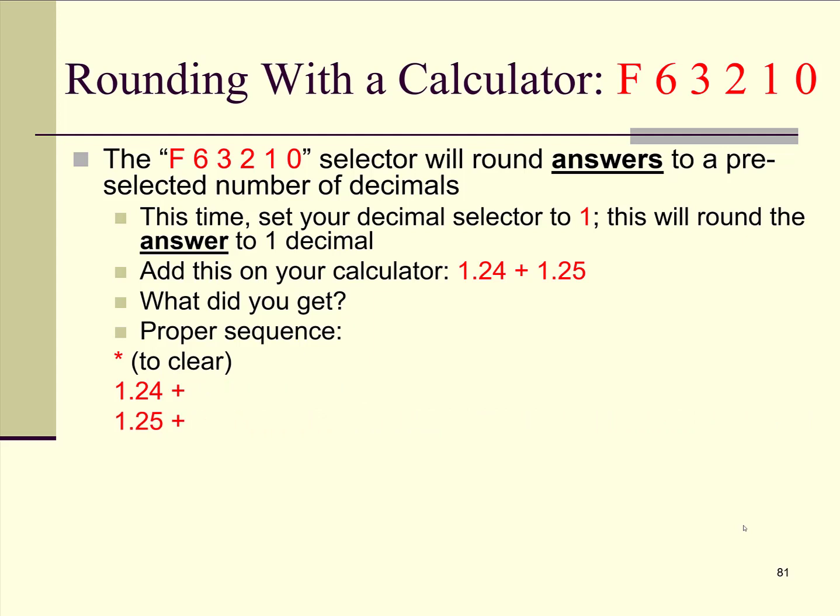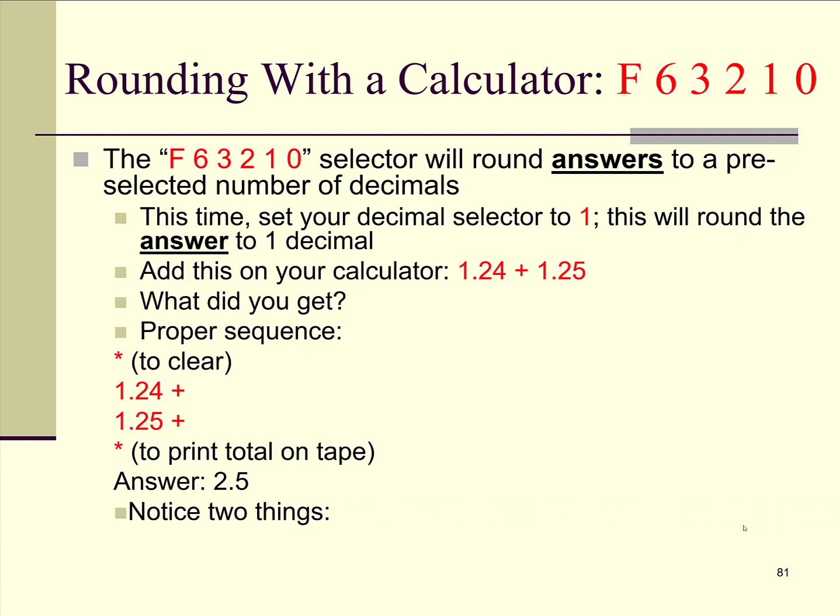1.25 plus. Now it doesn't round anything until you get to the answer, and you're telling the calculator you're ready for the answer when you press the asterisk at the very end. So press asterisk at the end, and that's when the final answer will be rounded, in this case to one decimal. So you should get 2.5.